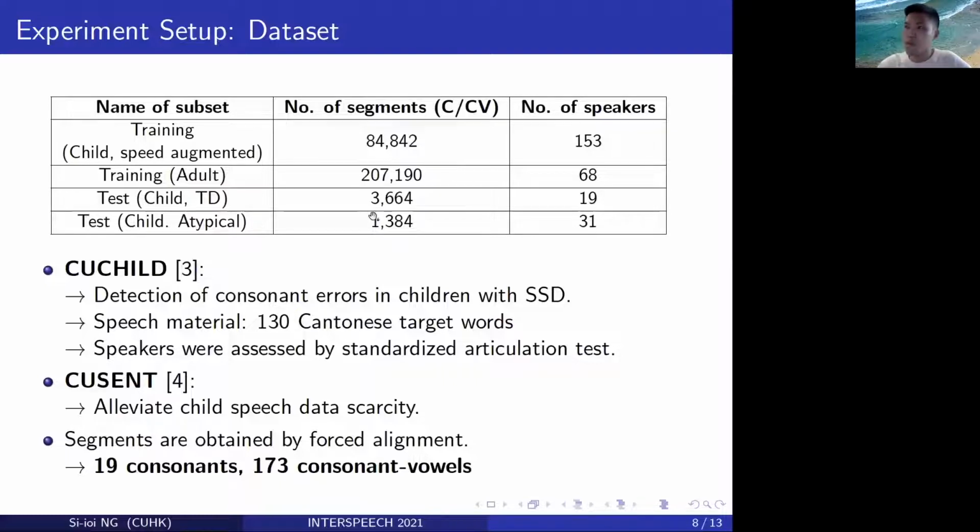The number of segments used in the training is shown in this table, and all these segments are obtained using forced alignment by a speech recognizer trained on these two datasets. And the segments can be grouped into 19 consonants or 173 consonant-vowel units as the training targets of the neural network.